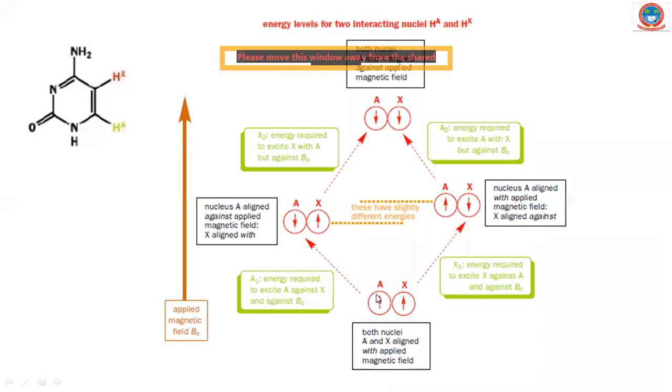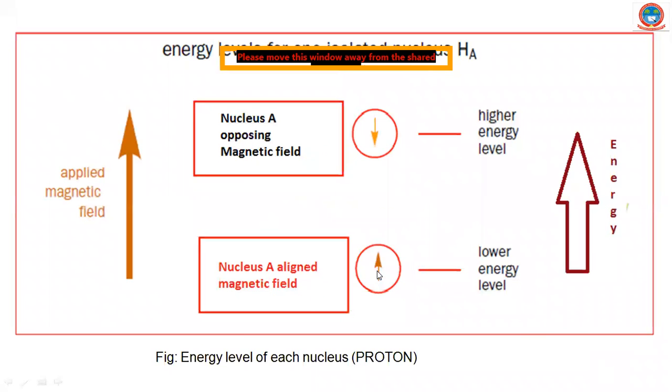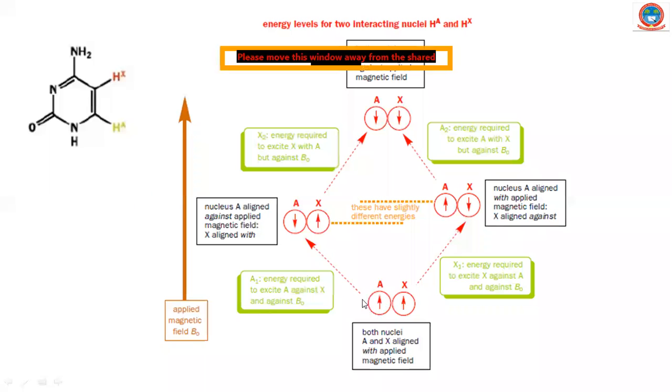Now see, this is the Ha energy level in which the nuclear spin is aligned with the applied field. Therefore, it is lower energy. See, this is aligned with the applied field. Therefore, low energy level. Similarly, this X has this energy, this alignment with the applied field.